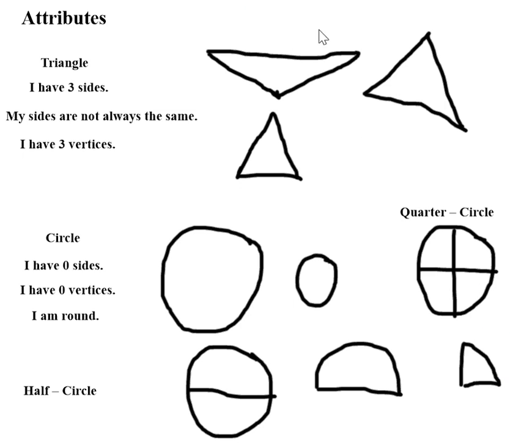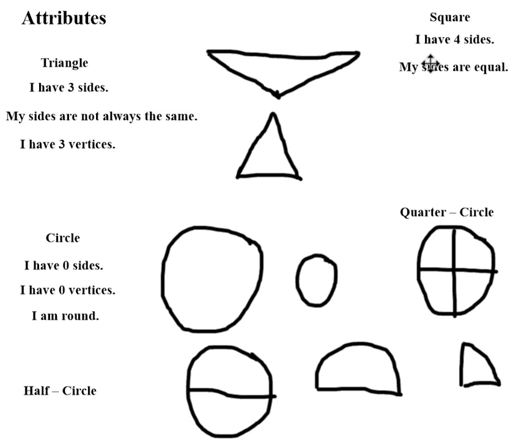Okay, boys and girls, I'm going to erase this top part just a little bit so I have a little bit of room. Now this is what I want you to do next. I want you to think about a square. And let's think about the attributes that a square has. It has 4 sides. All the sides are equal. They're the same length. And they have 4 vertices.